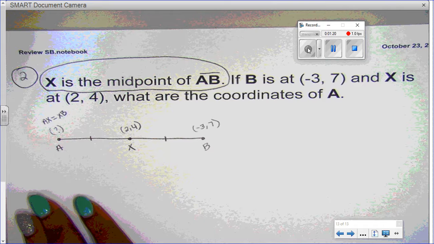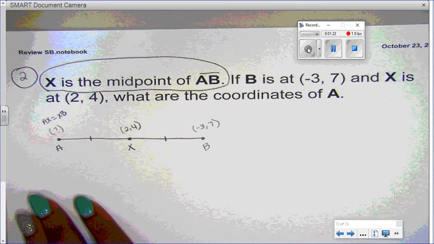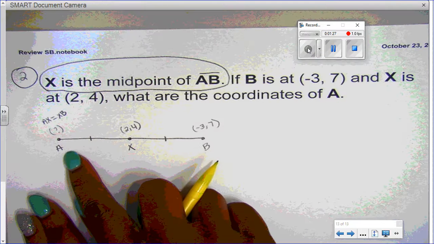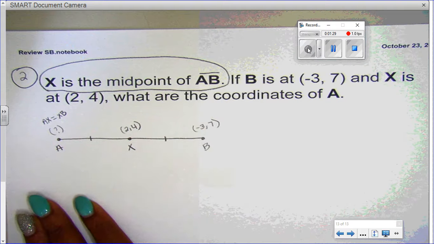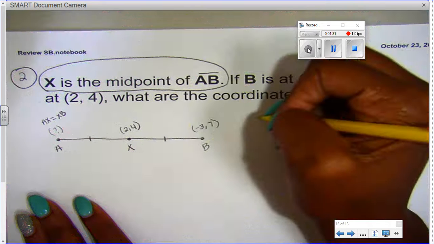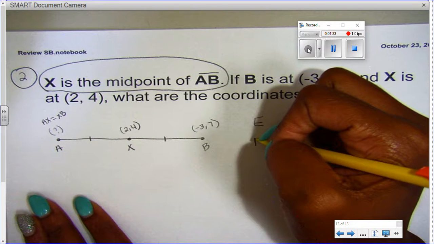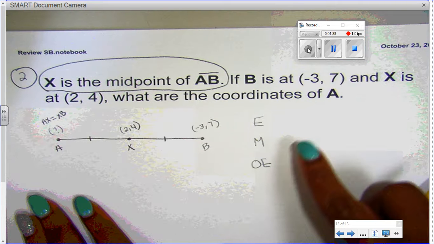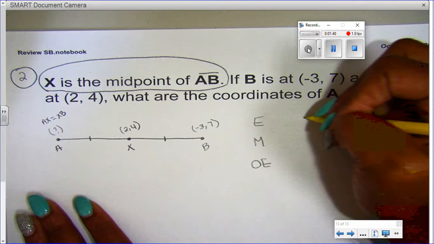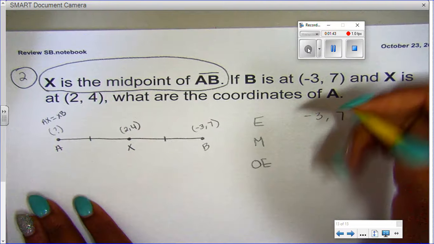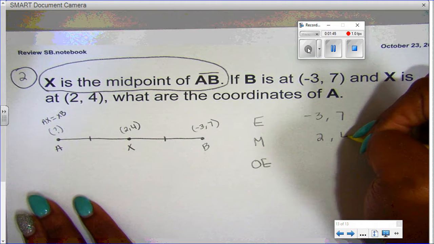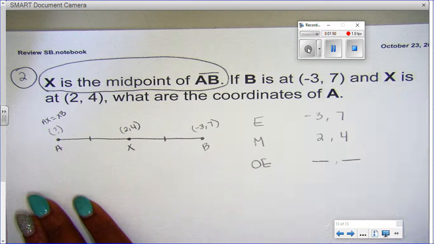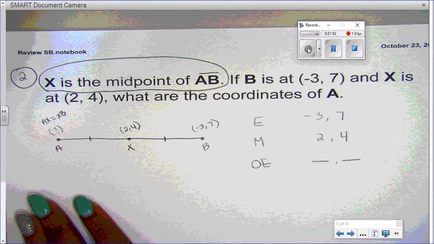So this question, I'm dealing with ordered pairs, and it looks like I have an endpoint, a midpoint, and I'm looking for another endpoint. So this one I'm going to use the EMO method, which, remember, is endpoint, midpoint, other endpoint. So you're going to have the endpoint that we know of, which is (-3, 7), the midpoint, which is (2, 4), and we're trying to find the other endpoint because we don't know what that is. So now how are we going to do that?